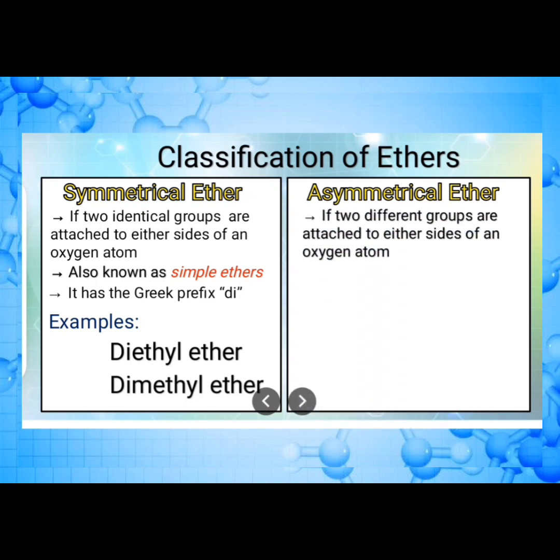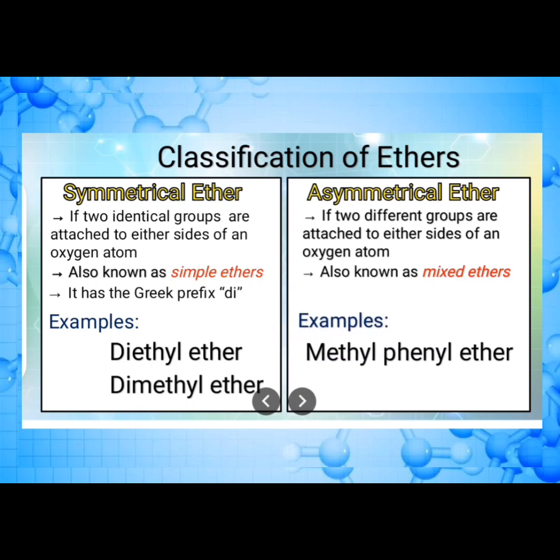In the asymmetrical ether, different groups are attached to each side of an oxygen atom, unlike the symmetrical ether, which has two identical groups. It is also known as the mixed ethers. For examples, in the asymmetrical ether, we have methyl phenyl ether and ethyl methyl ether.